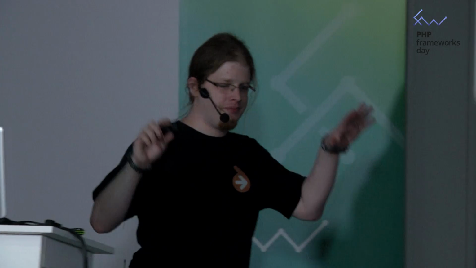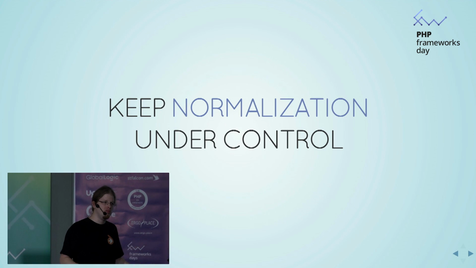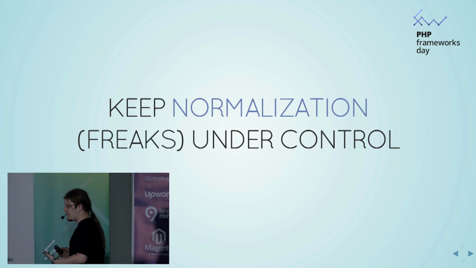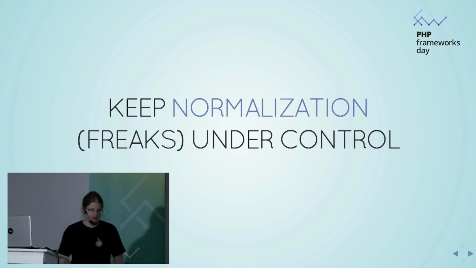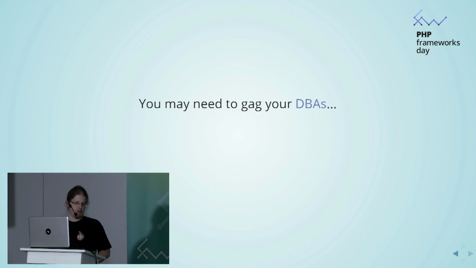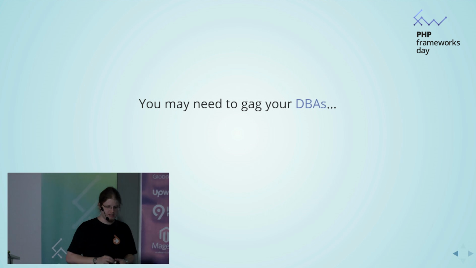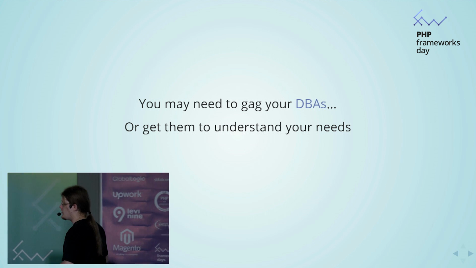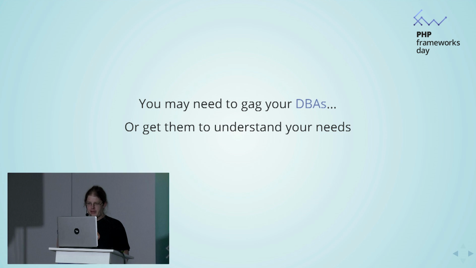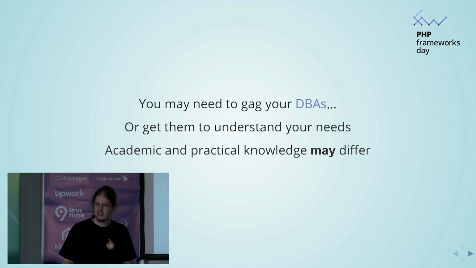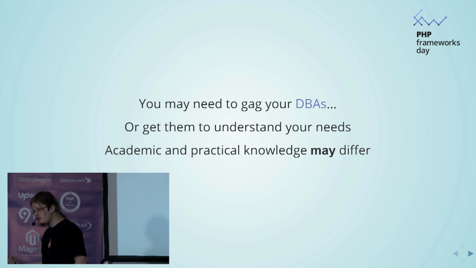All right, last one. Keep normalization under control. You do not need to normalize everything. Keep normalization freaks under control, especially those that just came out of university. If you're fresh from university, you will have this feeling that you need to normalize. So you may need to gag your DBAs, but seriously, DBAs are useful, so please eventually get them to understand your needs and come to a middle ground. But generally, academic knowledge really is distant from practical knowledge on this stuff. You're not building the next Facebook, you're not building the next Pokemon Go. If you are, then you're probably not using the ORM anyway, okay?